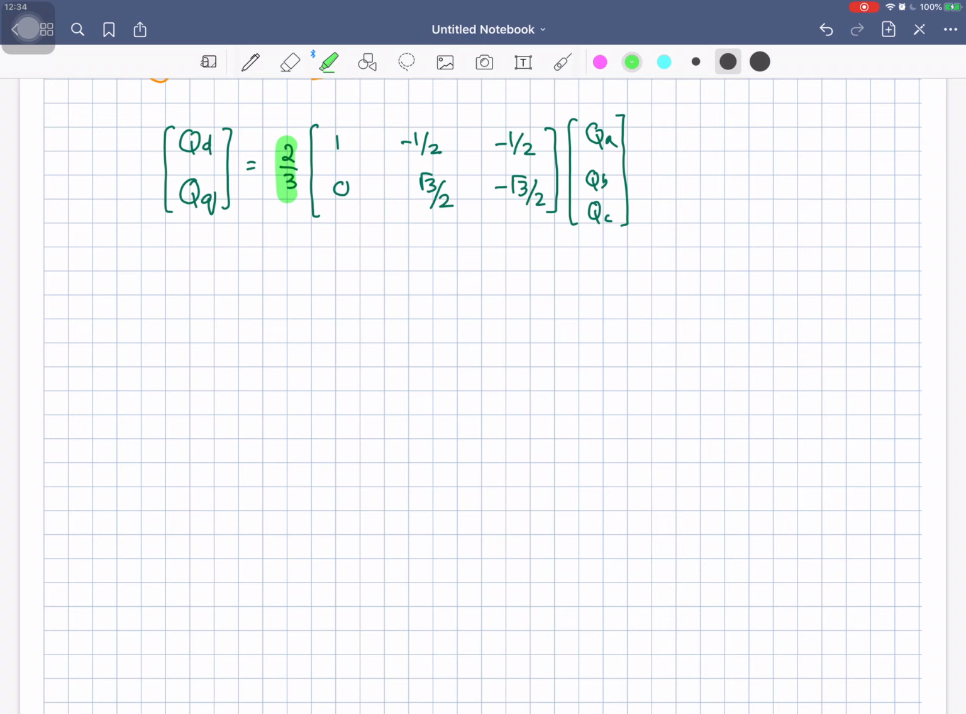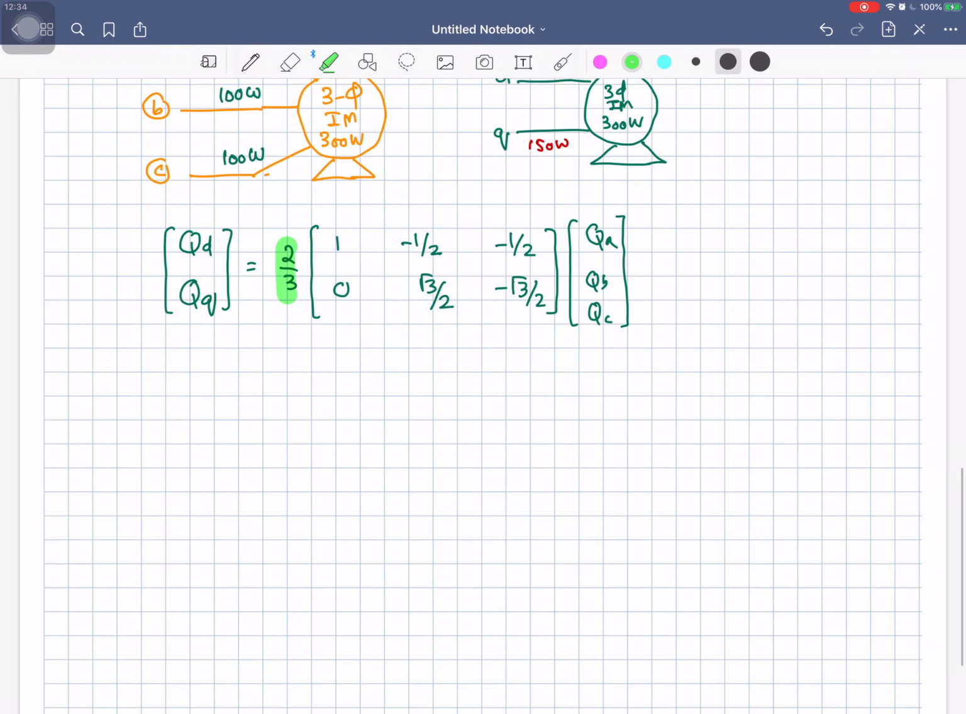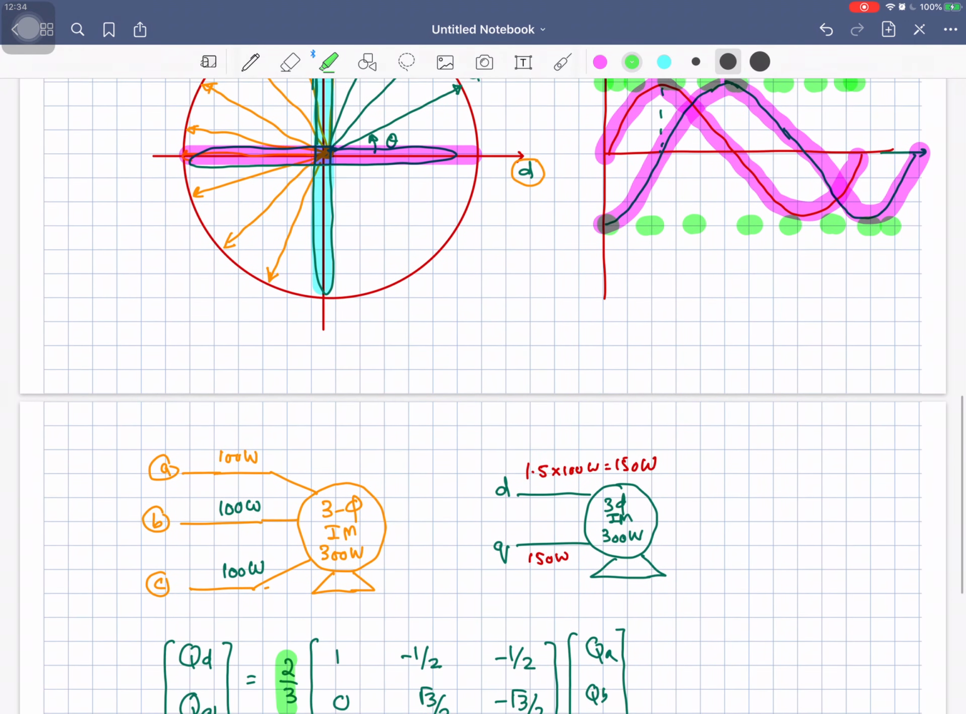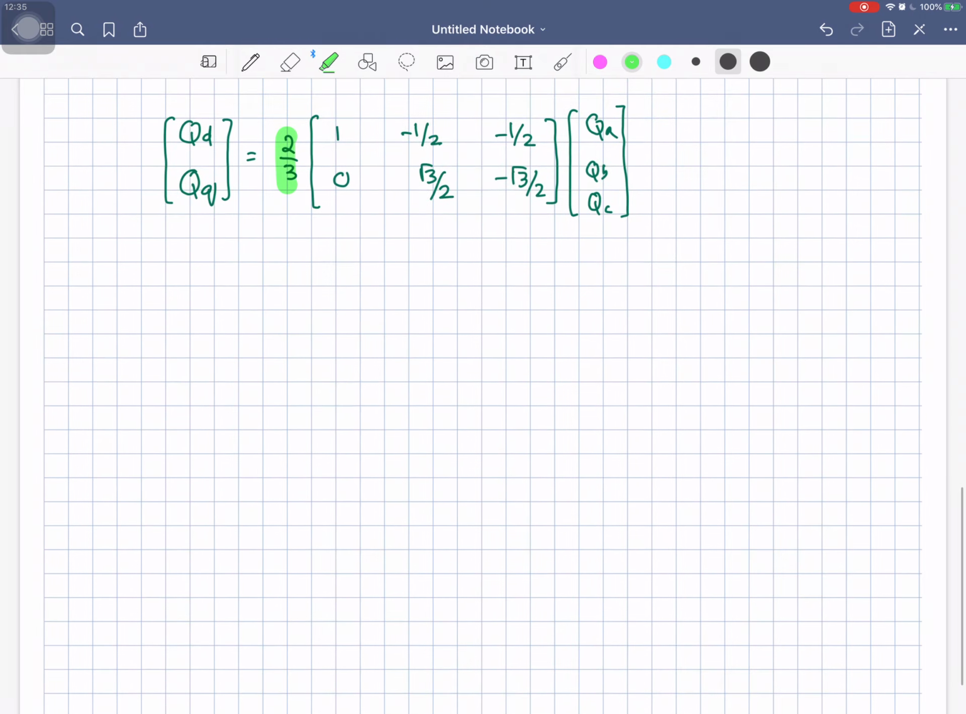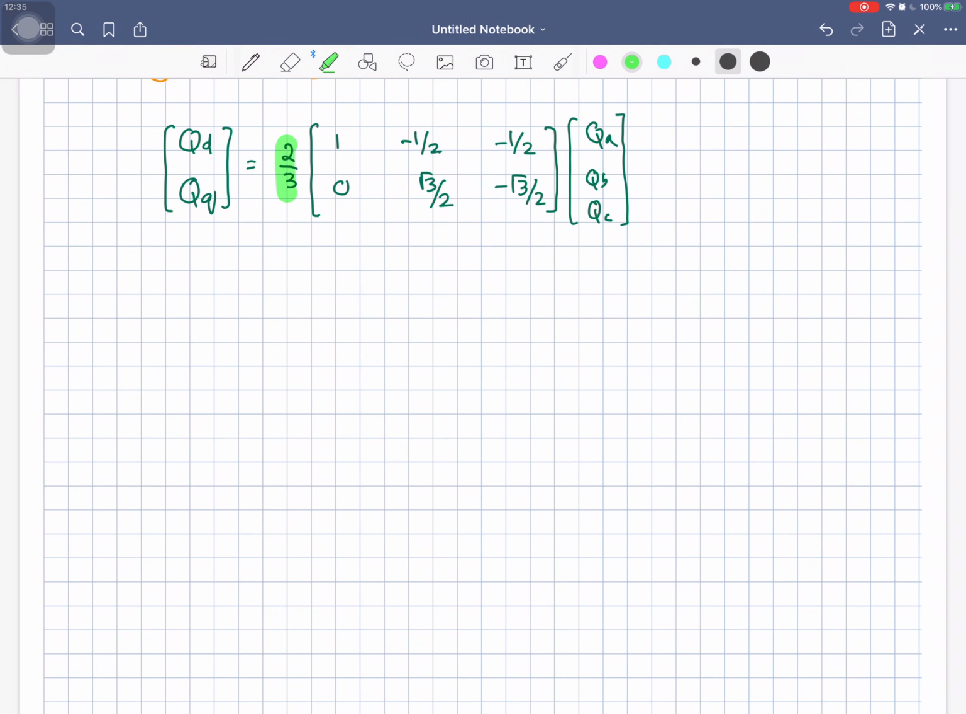Now the power that will be measured after multiplying with 2 by 3 will definitely be reduced by 2 by 3. So to get the net power, you will have to multiply it by 3 by 2, that means 1.5, to get the power of 100 watts in the 3-phase system and 150 watts in each phase over here. So if we have the voltage and the current represented in the form of a space vector, this 2 by 3 is commonly used to have the same magnitude of phase A and the D component.